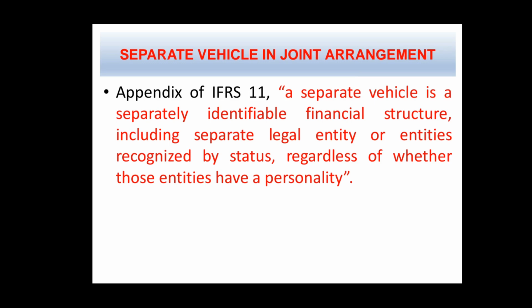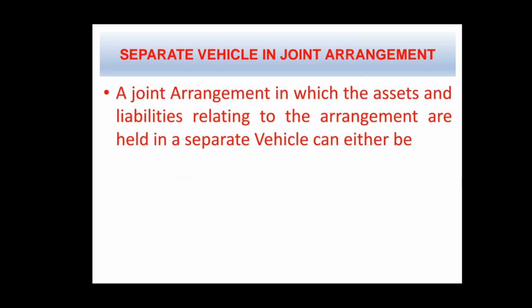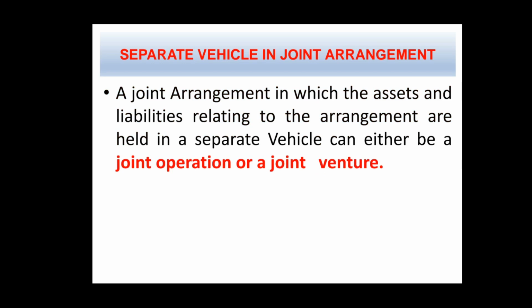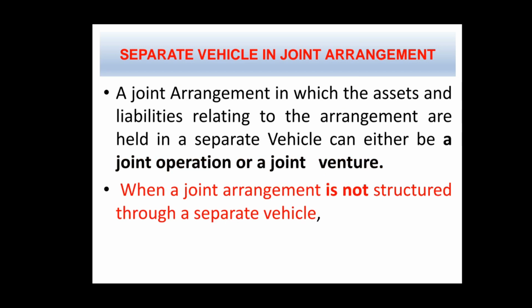All these definitions have been given according to the way they have been defined by the IFRS. So, in short, what the separate entity is talking about is a situation whereby the joint arrangement is standing alone from the business. Under this condition, a joint arrangement in which assets and liabilities relating to the arrangement are held in a separate vehicle can either be a joint operation or a joint venture. That is, if an arrangement is under a separate vehicle, it can be a joint operation or a joint venture. And this depends on whether a joint arrangement is structured through a separate vehicle.